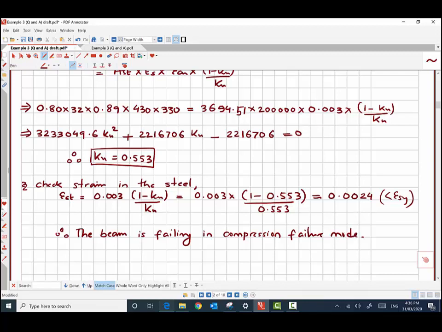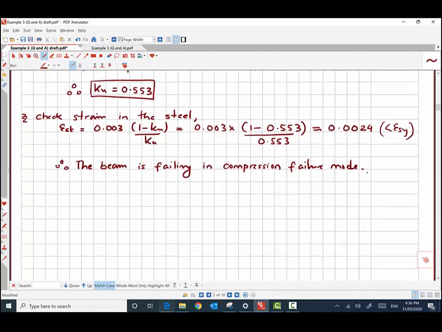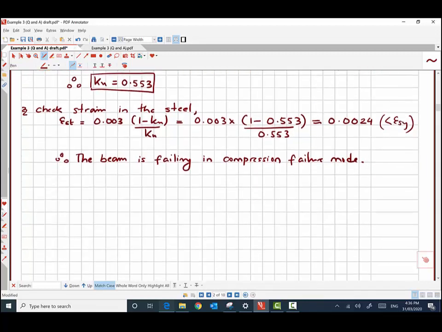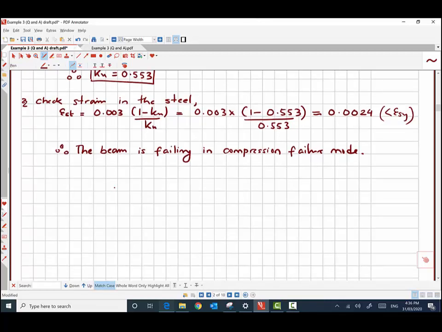So the assumption is okay. Now, as it is correct, we can proceed to find out the moment capacity of this beam using the moment equilibrium equation.